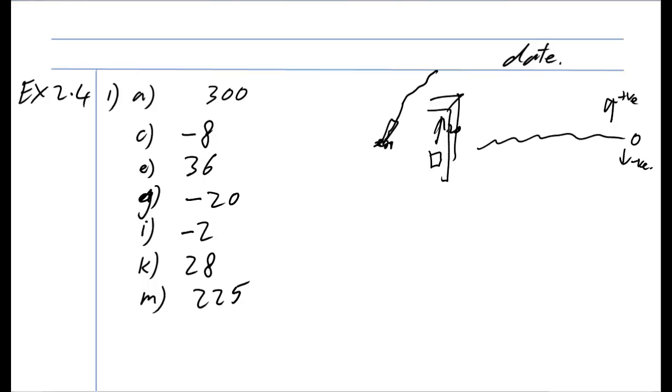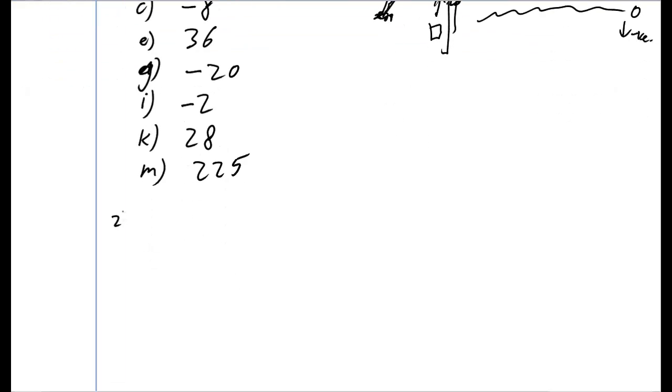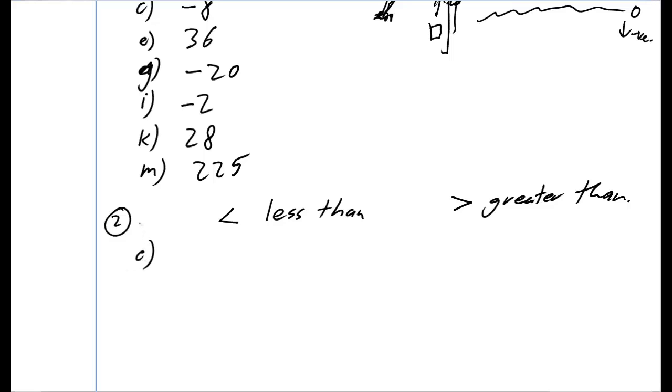Okay, now look, for number 2, let me explain. You've got to use these symbols. Now, that symbol means less than, and that symbol means greater than. All right, so you've got to look at the numbers and work out which one's less than, which one's greater than. So I'll do C. So I've got negative 7 and positive 5.